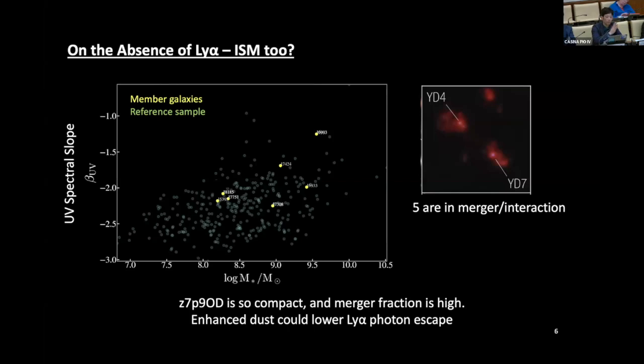So my conclusion from here is that an overdensity may not provide the necessary Lyman alpha photons, but we can still see that galaxy evolution might be accelerated there, a little bit enhanced.